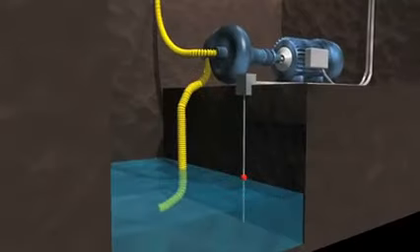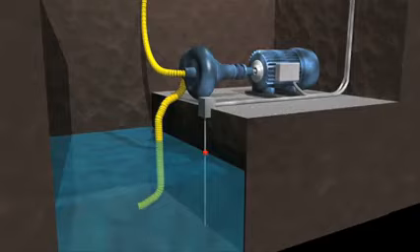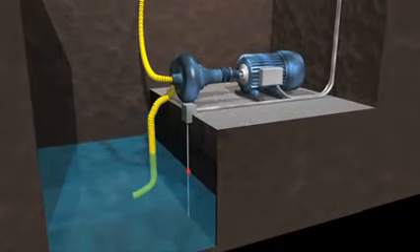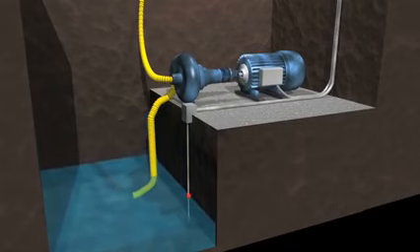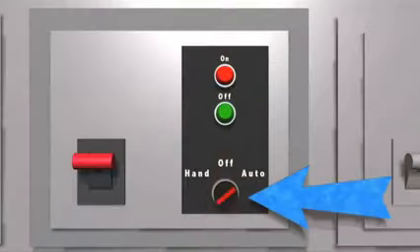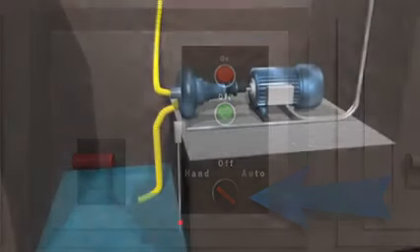A good example of this would be a sump pump. A float switch that is switched on by rising water will control the sump pump. The motor will be turned off when water levels go down and reset the float switch to the off position. When this switch is in the hand position, the motor is always on.